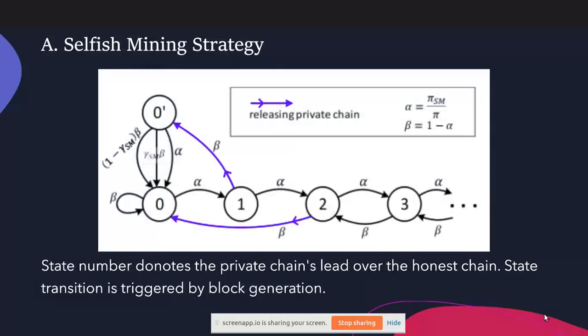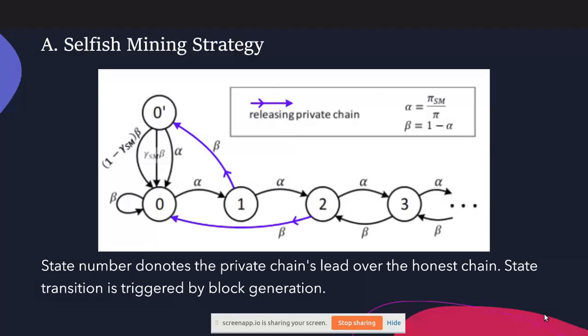The basic idea of selfish mining is to withhold newly generated blocks in a private chain and release the private chain when the selfish mining pool sees the honest chain catch up close enough with the private chain. Here we can look at the image. Here alpha and beta are the computing power share of the selfish mining pool and the honest nodes respectively. Here alpha is equal to pi_sm divided by pi, and beta is equal to 1 minus alpha.